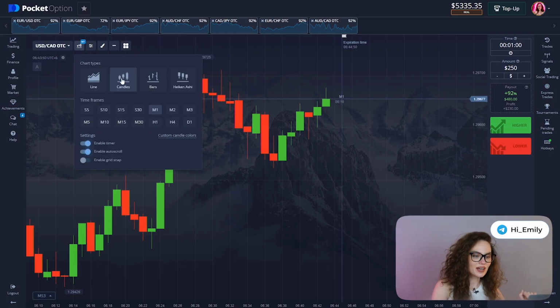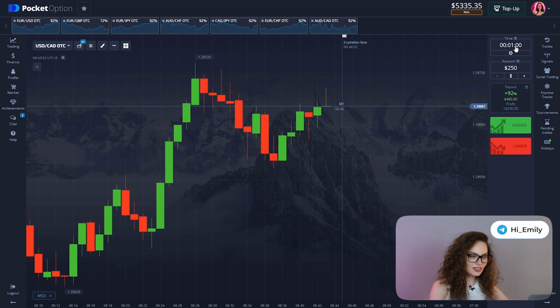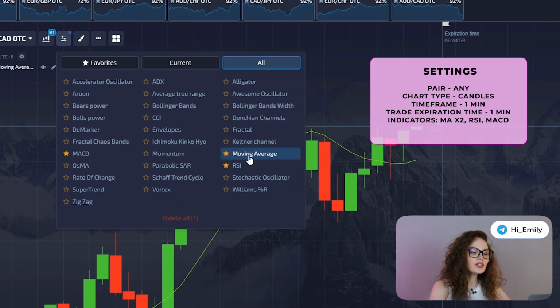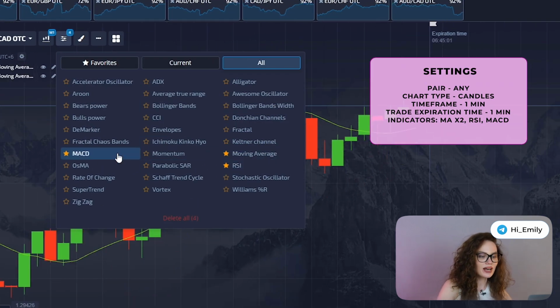Let's start setting up. Let's start by setting the time frame. Set 1 minute, then set the trade time to 1 minute as well. Now let's add indicators to the chart. Add moving average twice, RSI and MACD.